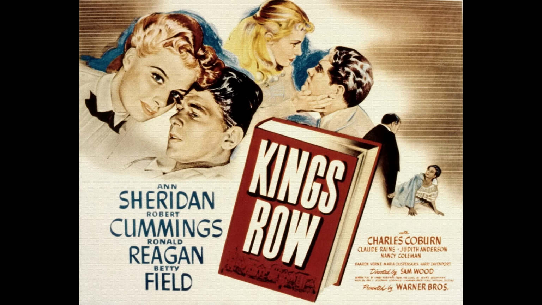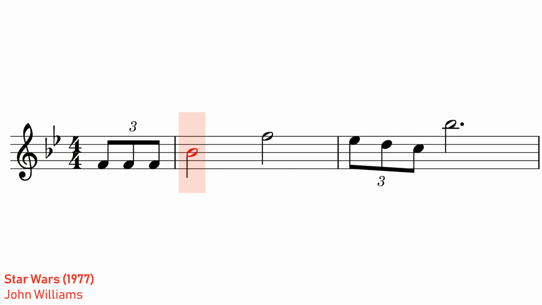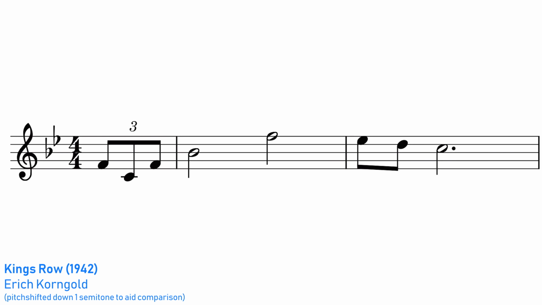And the last example we'll look at today of John Williams wearing his influences a bit too clearly on his sleeve is the opening theme of the 1942 film King's Row. I'm sure from just hearing that you can already guess which John Williams theme was inspired by King's Row. Both of these themes open in the exact same way, but they do then diverge into ultimately distinctly different pieces of music.